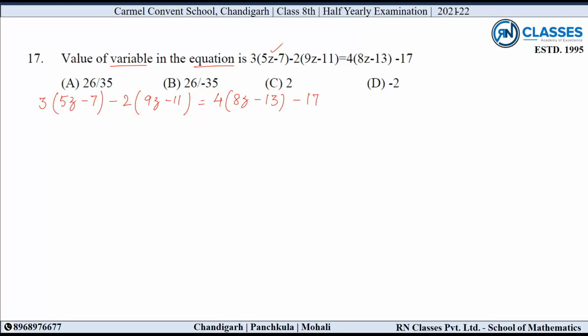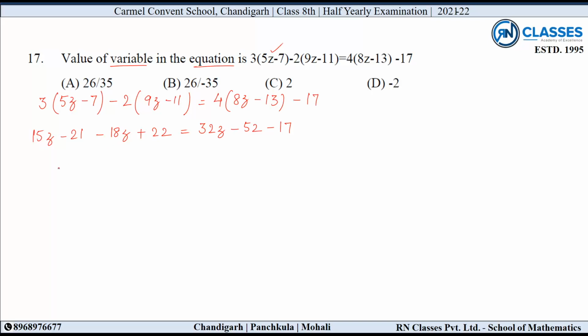What is the basic rule to solve the linear equation in one variable? Bring all the variable terms, means bring all the z terms towards the left hand side, and take all the constants, means take all the numbers towards the right hand side. That's it. सबसे पहले हम क्या करेंगे? Use distributive property. 3 5s are 15z minus 3 7s are 21 minus 2 9s are 18z minus into minus plus 2 11s are 22 is equal to 4 8s are 32z minus 4 13 times 52 and minus 17. Right? Z terms this side.